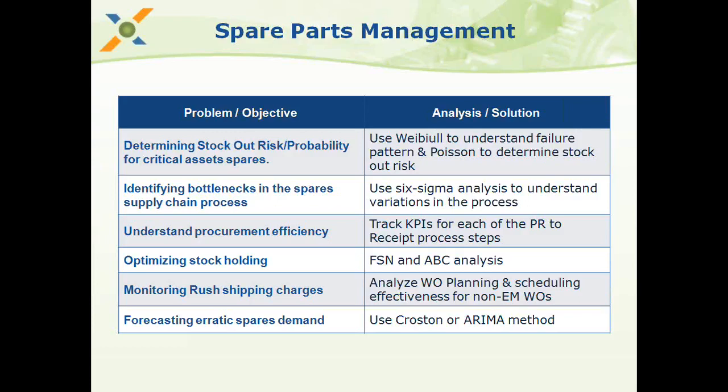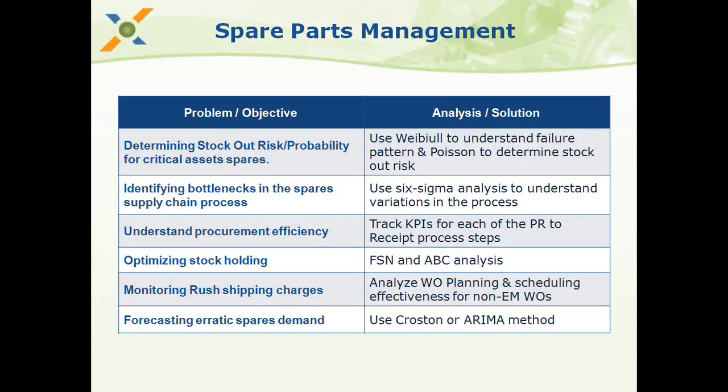Generally, for optimizing stock holding, as discussed earlier, we can do the FSN and ABC analysis. Fast, slow moving along with the ABC analysis can actually help you determine your stocking, it will help you optimize your stock holding.